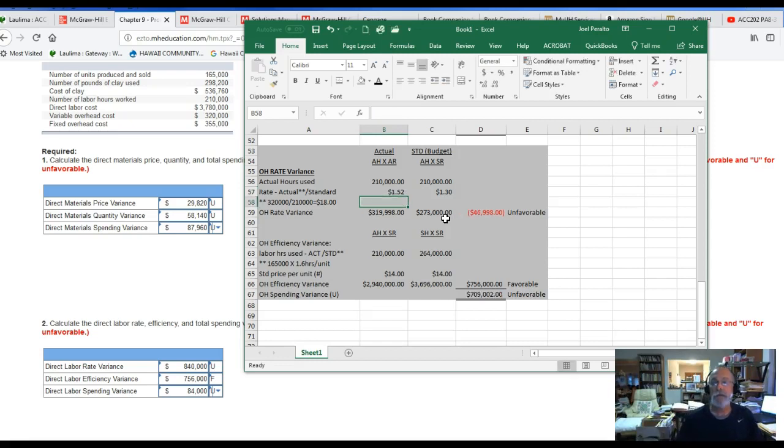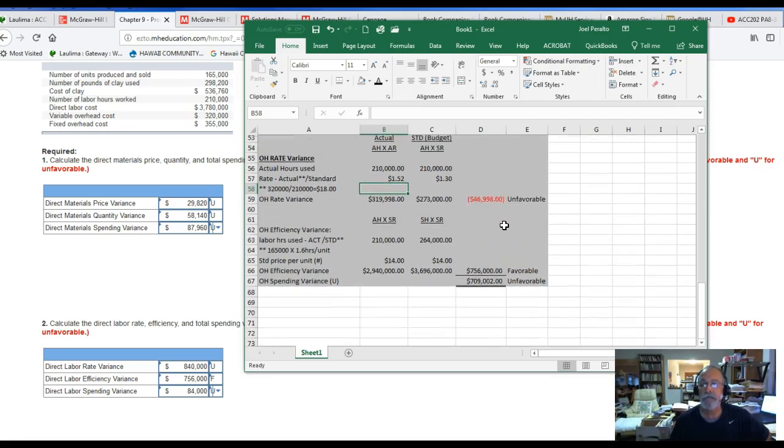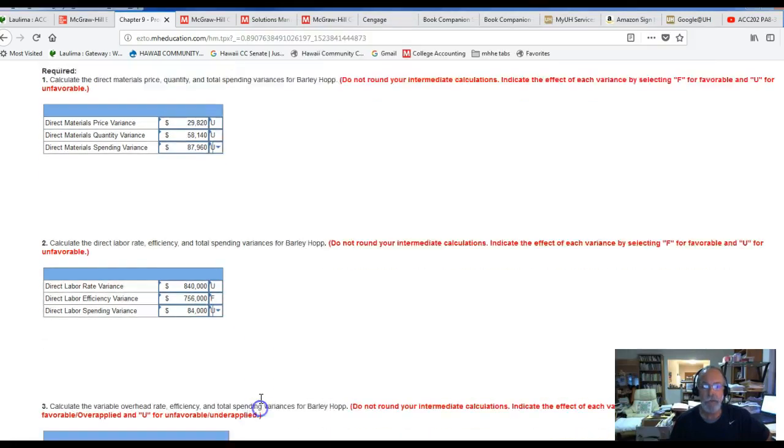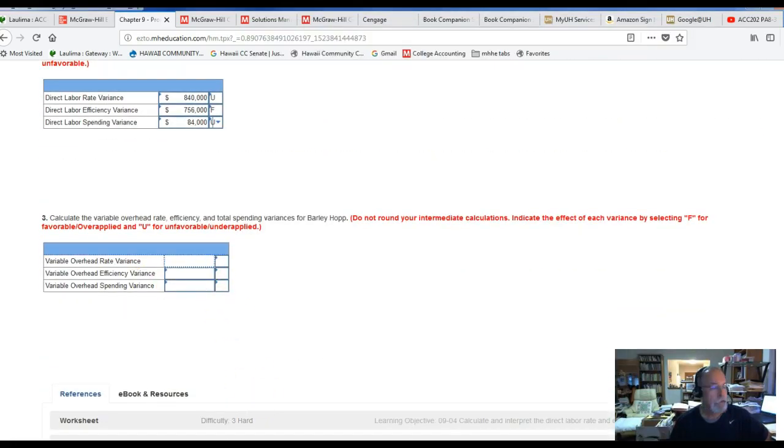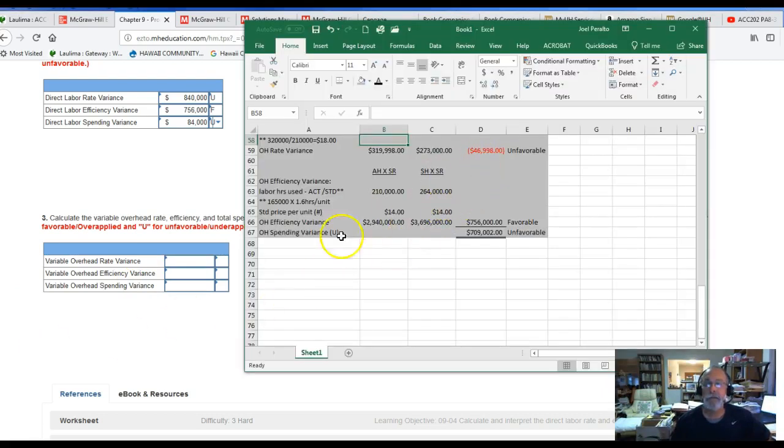So we'll use 1.52. Using actual hours times the actual rate compared to actual hours times the standard rate, our actual exceeds standard or budget by 46,998. So that's unfavorable. Let's put that in here and see if we're on the right track.